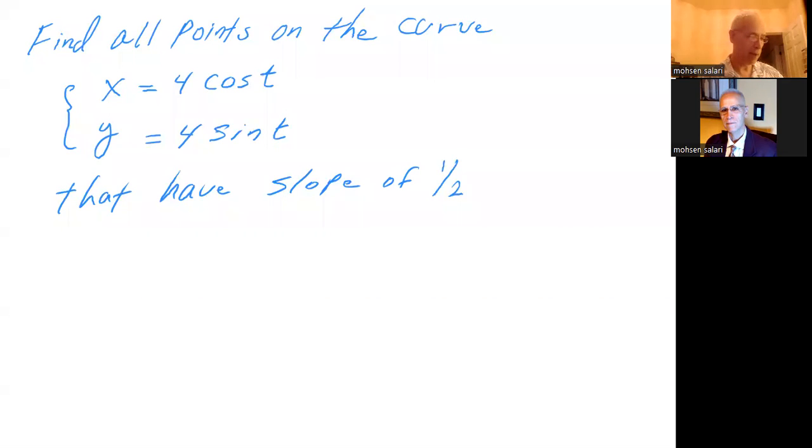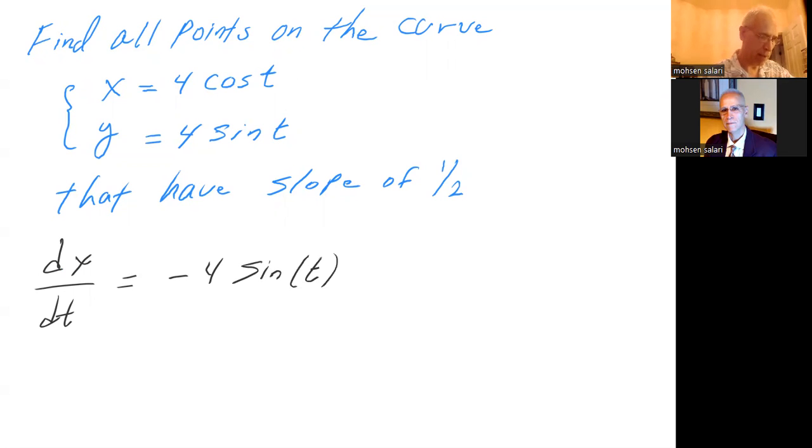dy dx. So in order to do that, I'm going to first say dx dt, dx dt equals minus 4 sine of t, and dy dt equals positive 4 cosine of t.